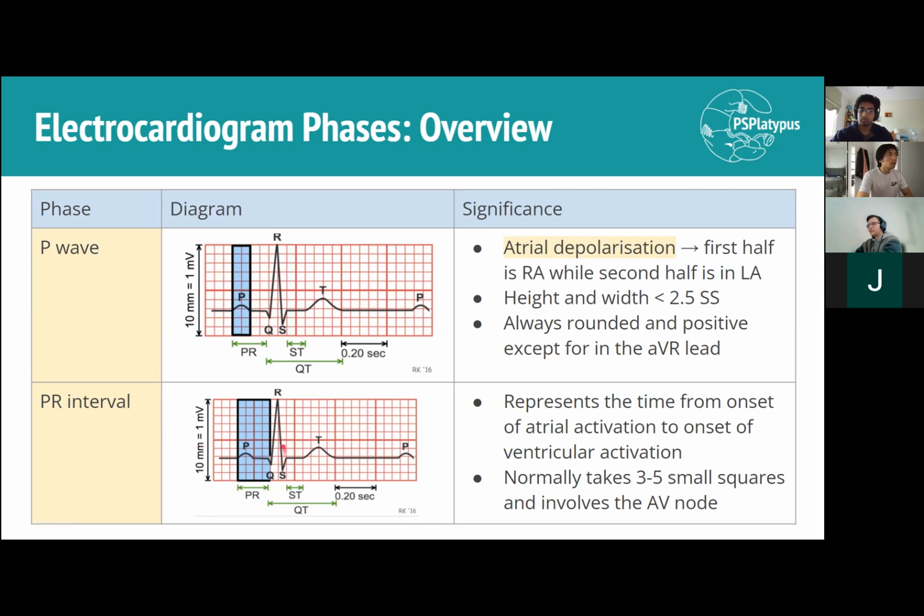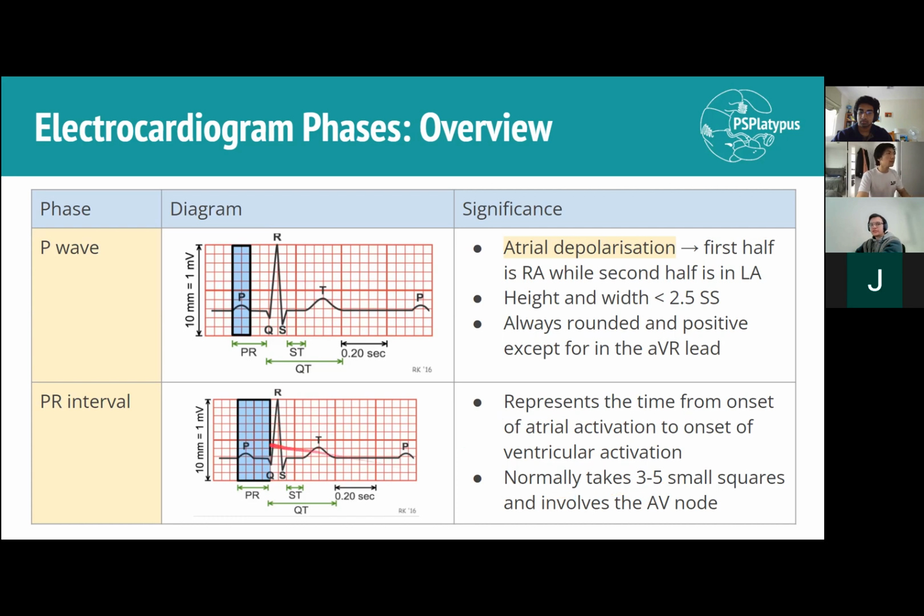With the PR interval, we're thinking about the start of the P wave to around where the Q wave begins, or at least where the R wave starts. So that's why it's called PR. Where the R wave starts, we're going to stop. It represents the time from atrial activation, which was the P wave, to the start of ventricular activation, which is what the QRS complex is showing us. It normally should be about 3 to 5 small squares.